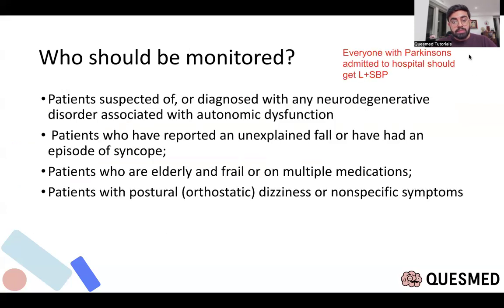In terms of people who should be monitored, essentially most elderly patients should, and in particular, everyone with Parkinson's should get a lying and standing blood pressure, because patients with Parkinson's are more likely to have autonomic dysfunction. Other indications include people who have had a fall or an episode of syncope, patients who, as you'll see, are on lots of medications, as this population is, and also patients presenting with dizziness. It's really easy to check and potentially quite easy to manage as well.